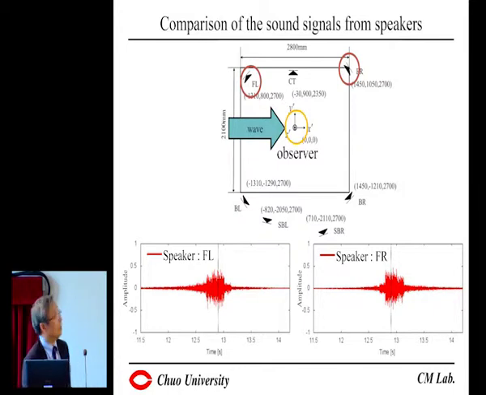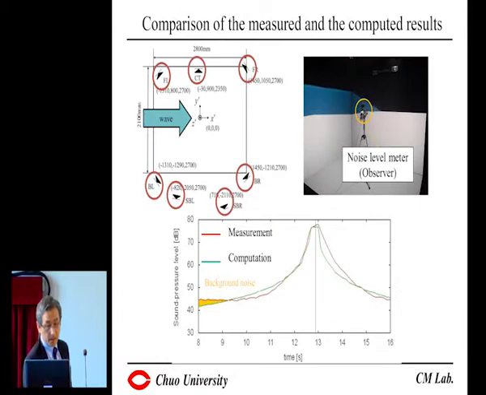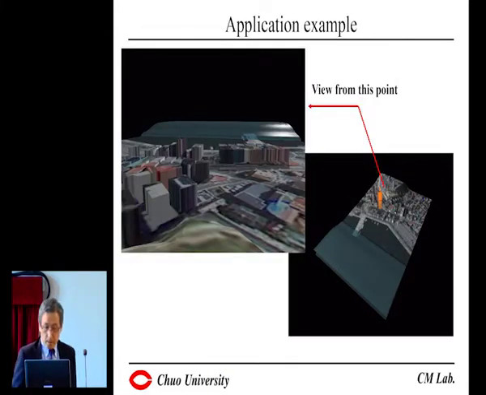And here, we set the noise level meter like this. And this is a comparison of the sound signal of the left speaker and the right speaker. So you can see the differences. From this figure, the stereoscopic sound field is realized. Okay, and this slide shows the comparison of the measured and the computed result. From this figure, the computed result is in good agreement with the measurement.